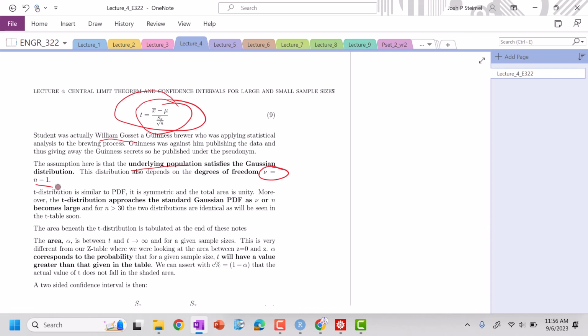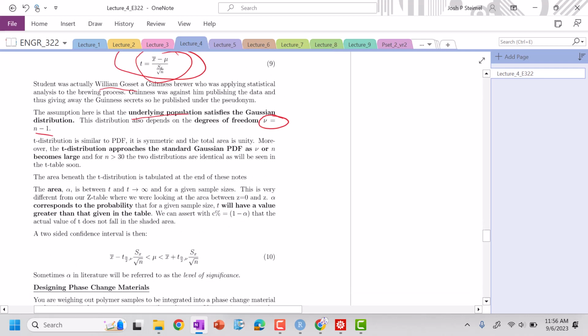So the t-distribution is going to be symmetric, with total area of unity. Once we get greater than 30, they will basically be identical. And actually you can see that as t goes to infinity as well. For the t distribution, and we can see the table there, it's actually the area between t and t infinity. So unlike our z table, where we're going from 0 to the value of z, that area alpha is actually from t to t infinity. So again, we're looking at the value t will have a greater than that given in the table.